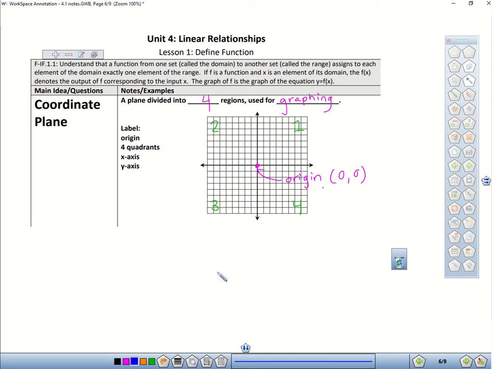And then lastly, x and y axis. Which axis is this one that goes vertically? Y. Good. This is the y-axis. And the one that goes horizontally is the? X. Good, the x-axis. Very good. All right, any questions so far? All right, moving on then.